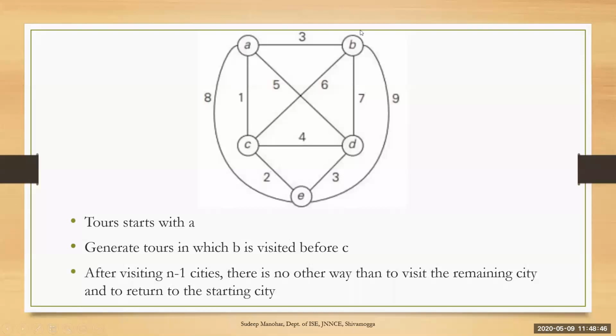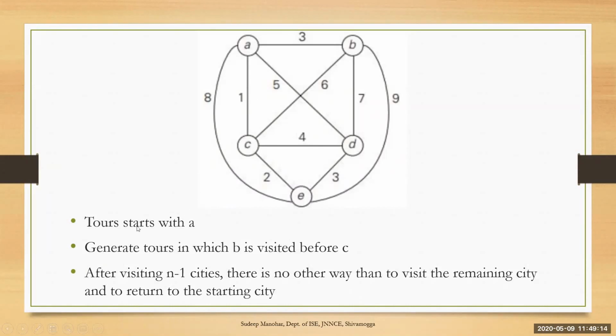So that means whenever you visit n minus 1 vertices, there will be no other options left other than visiting the remaining vertex and visiting back to the starting city. Okay, so that is the third point that we consider. So this first point and third point are the common considerations. We always use these while solving any problems, while solving the traveling salesman using the branch and bound method.